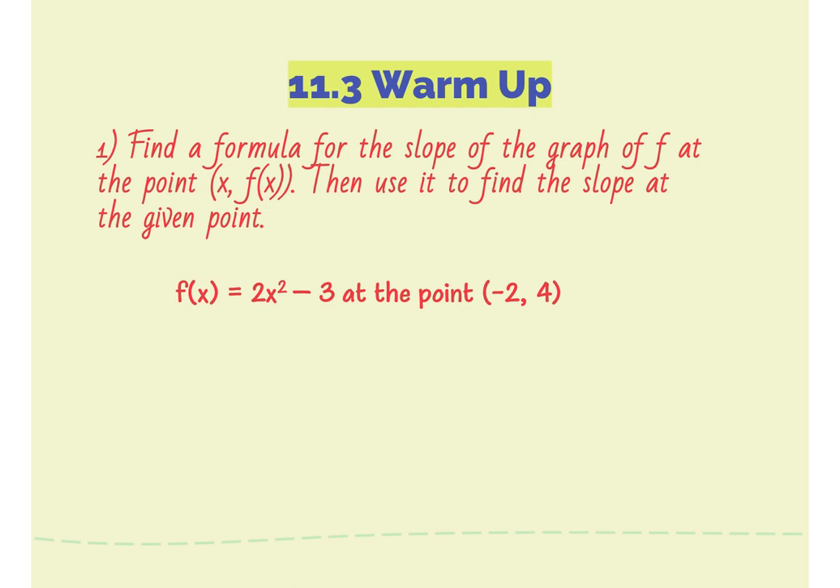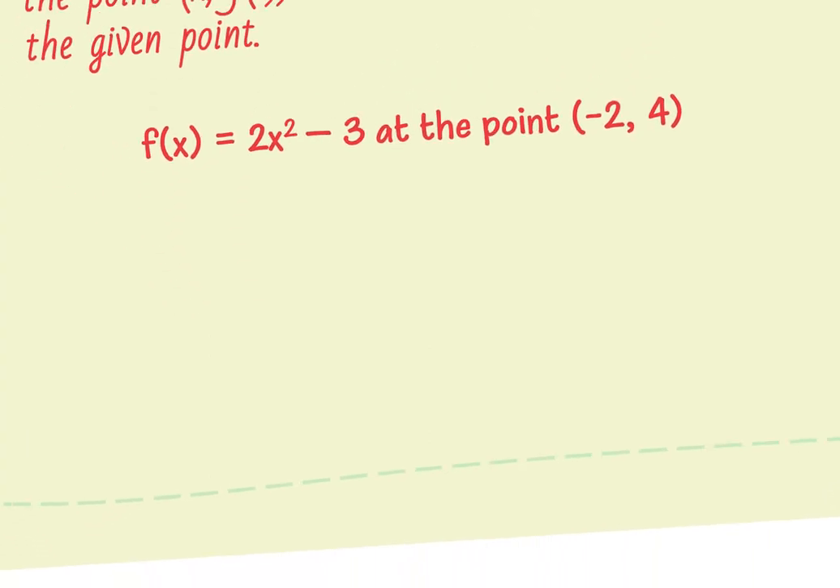Find a formula for the slope of the graph. That means your actual equation that you get after the first part, and then use it to find the slope of the given point. So some of you went straight to the end and skipped the first part. Just make sure you give both answers.